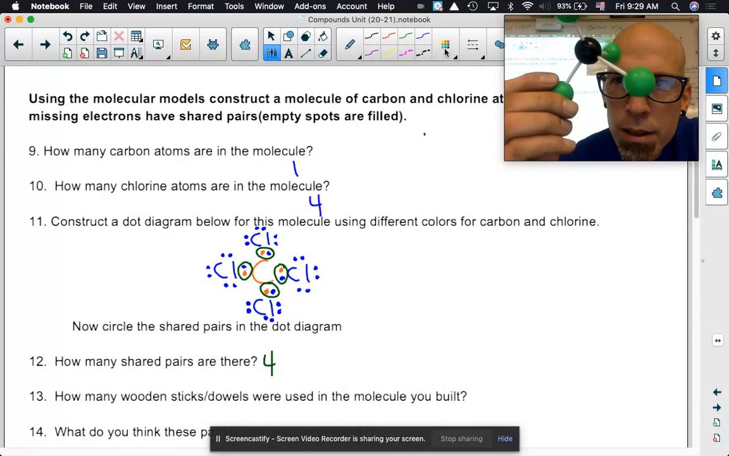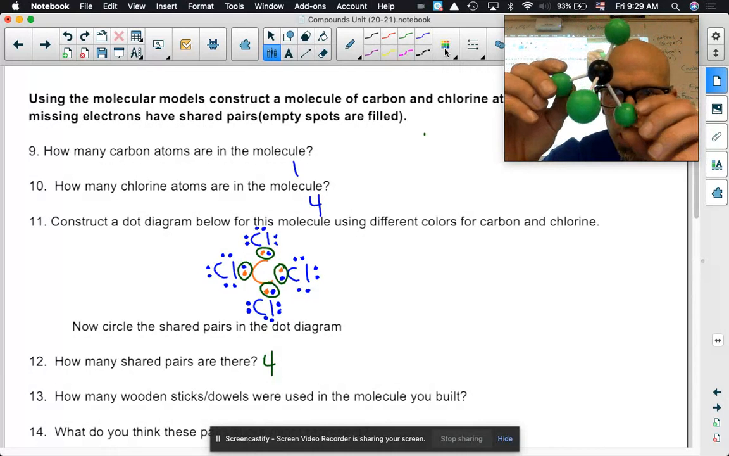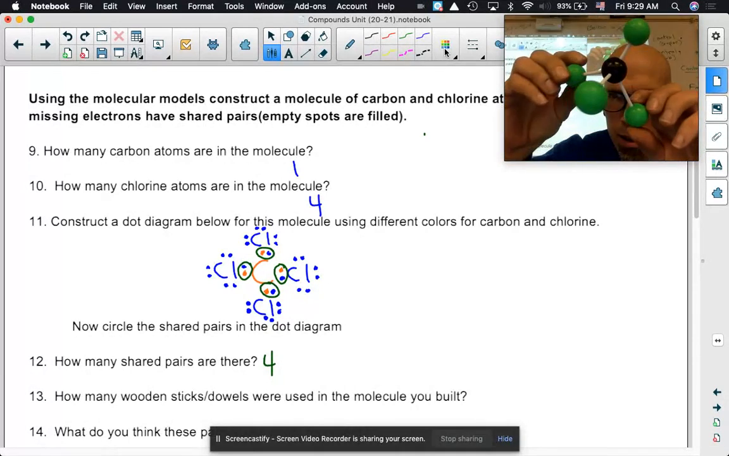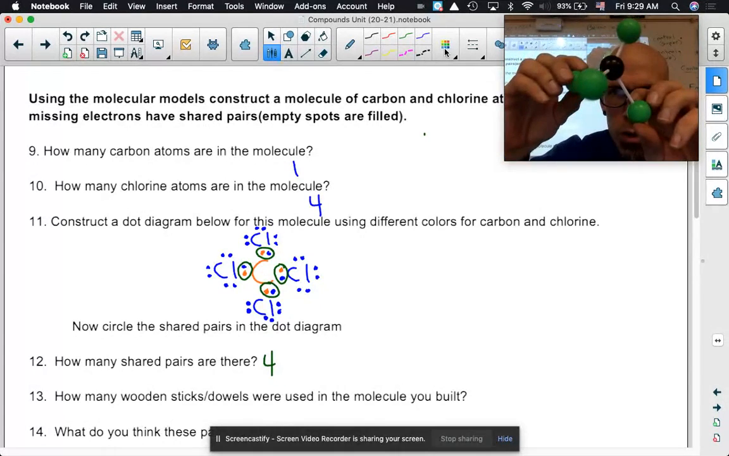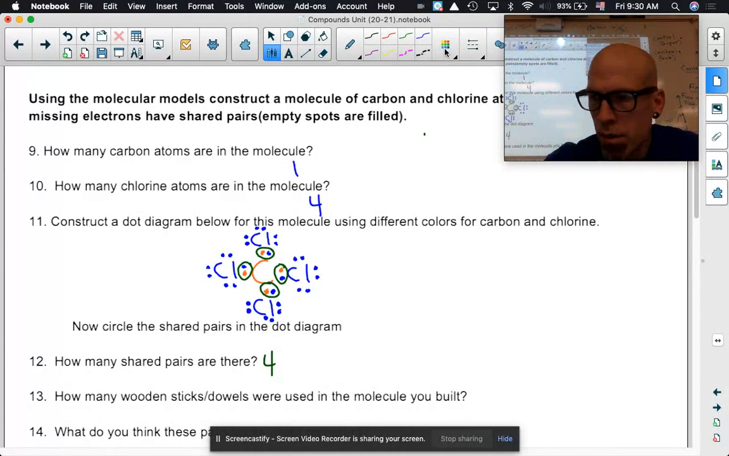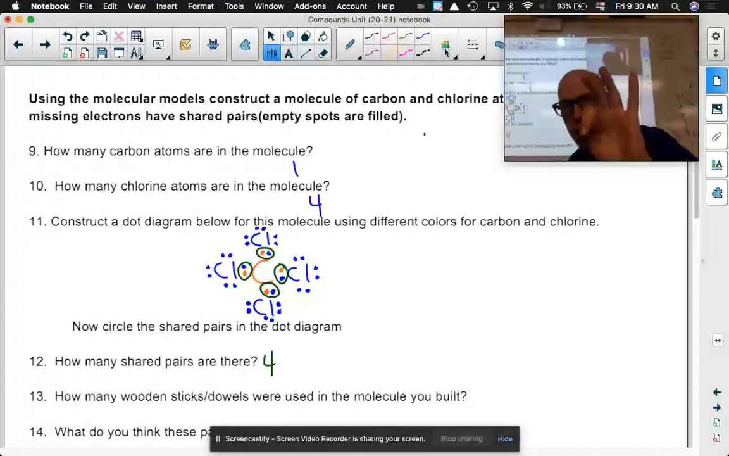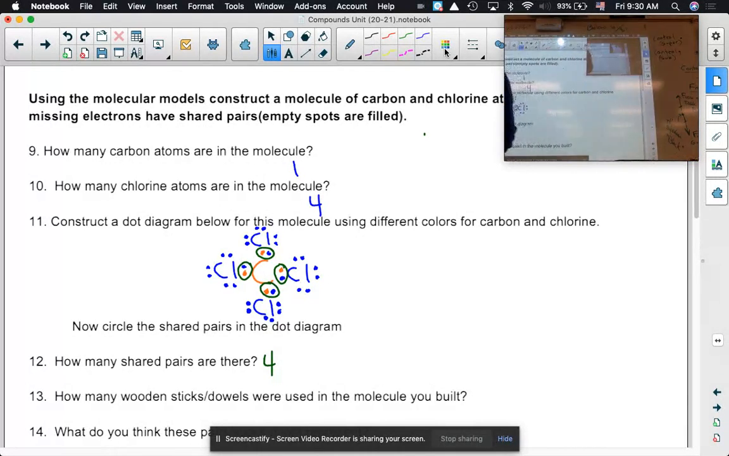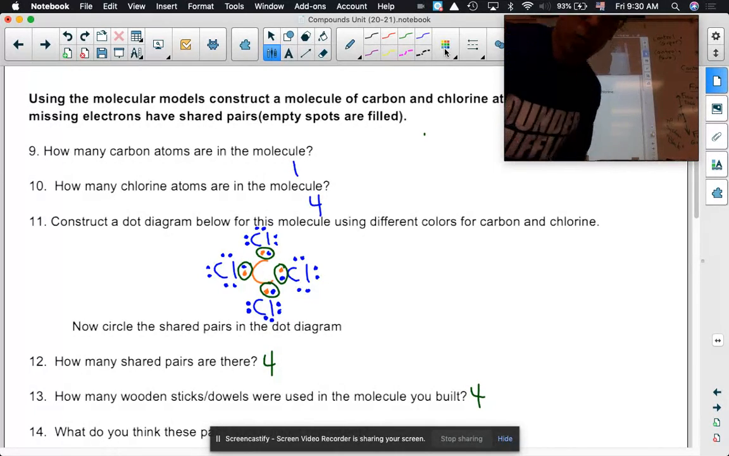How many sticks? Look at the molecule. How many sticks is that? Do you see that? There's 4 sticks. Yeah? 4. Oh, I almost said 3. 4 sticks. They're not wooden, they're actually plastic. So there's 4 sticks.